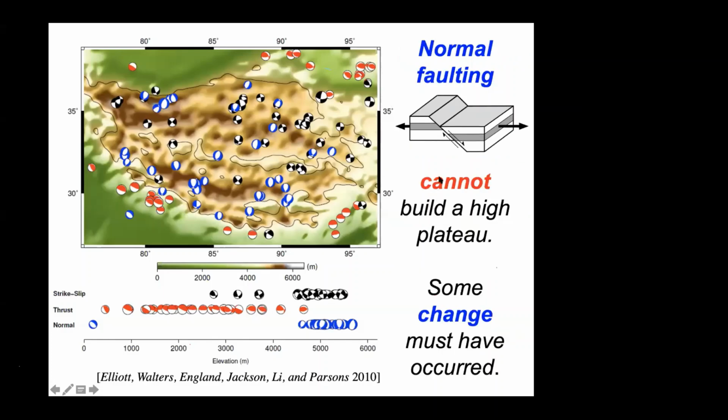Well, the important point is normal faulting cannot build a high plateau. So this normal faulting that's happening now after a long period of thrust faulting means some change must have occurred. There must have been a change. You haven't had normal faulting throughout the development of the plateau. And this change is the main focus of my talk.